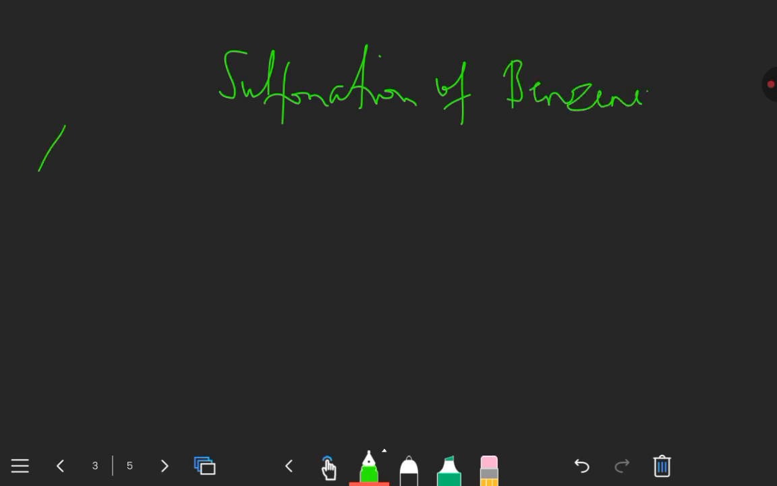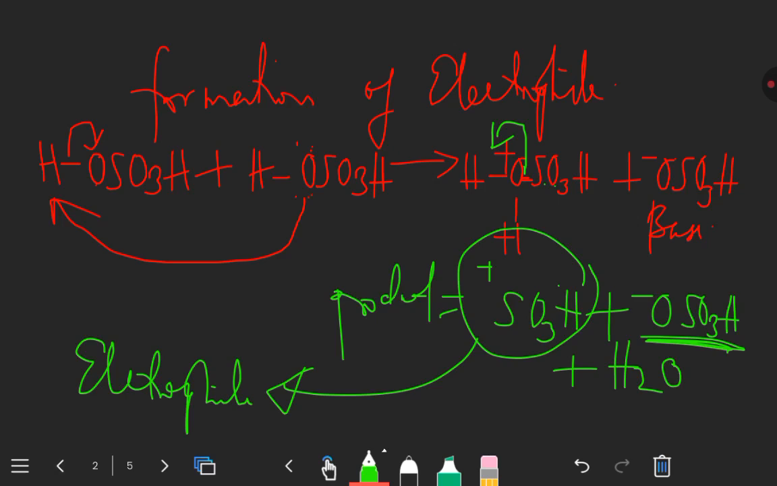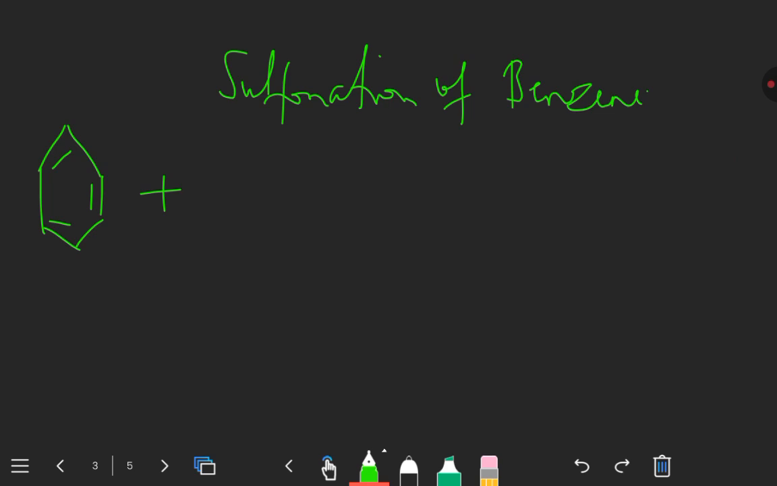So we have our benzene ring here. So we are adding this group, which is here. So that's the group SO₃H with a plus. That is what we are adding. So we are adding plus SO₃H to this benzene ring. So this pi bond here will attack this electrophile.